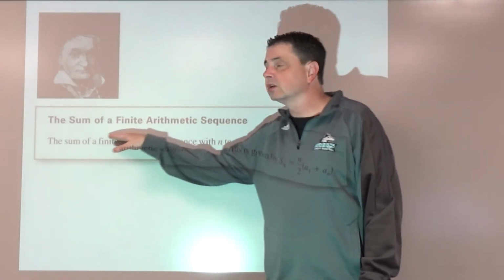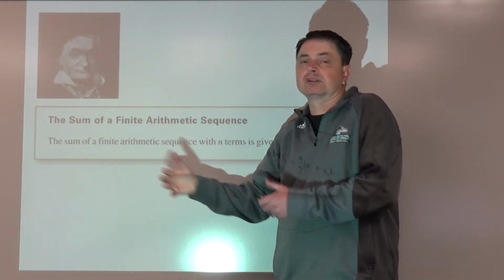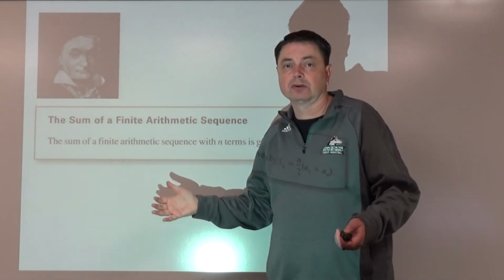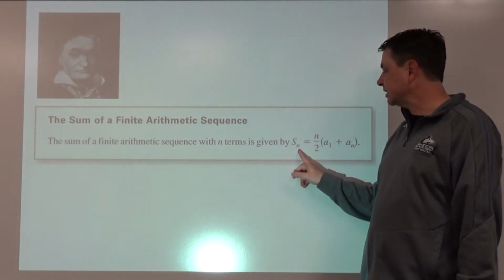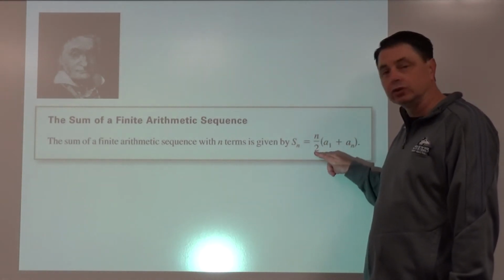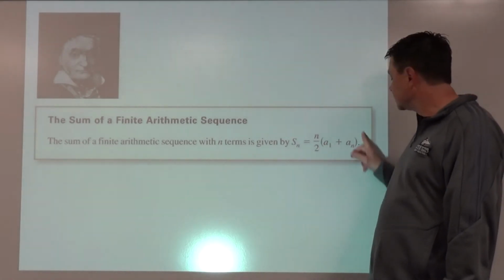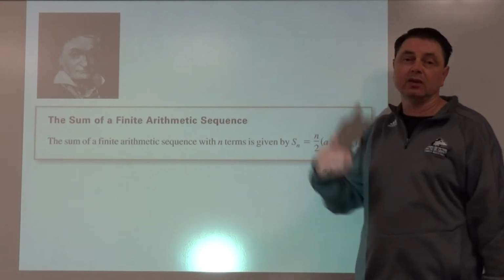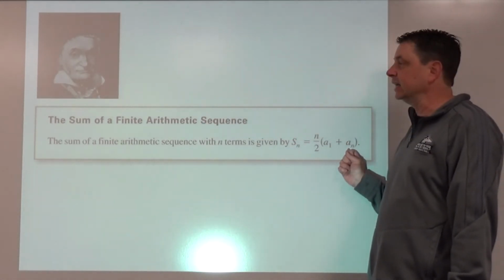The formula, if we're looking for the sum of a finite, so the first 13 terms, the first 130 terms, it has to be finite, is S sub n, and n is how many terms we're adding up, is the number of terms divided by 2 times the first term plus the last term. So it is possible that that a sub n formula we're just working with might be relevant again in terms of arithmetic.